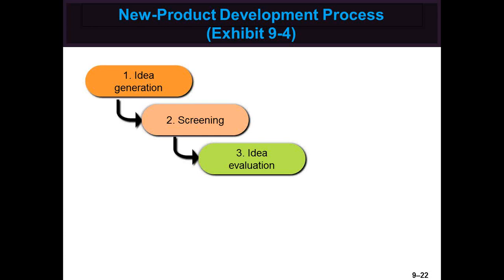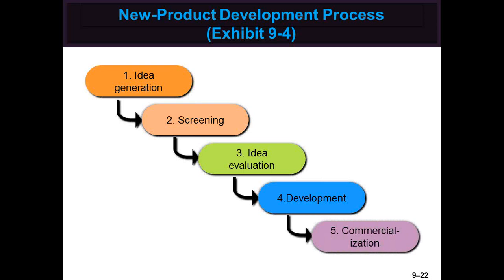The new product development process is an organized approach for bringing new products to market. It has 5 distinct stages: idea generation, screening, idea evaluation, development, and commercialization. The process tries to kill new products economically by progressively weeding out products that have a low likelihood of success before they are introduced to the entire target market.